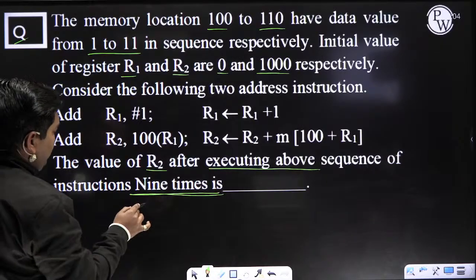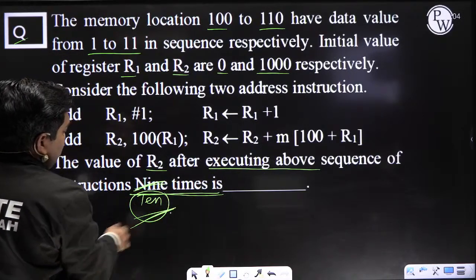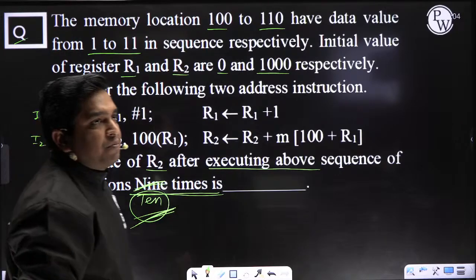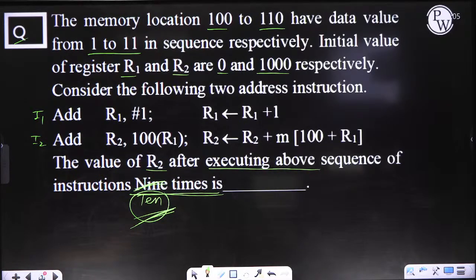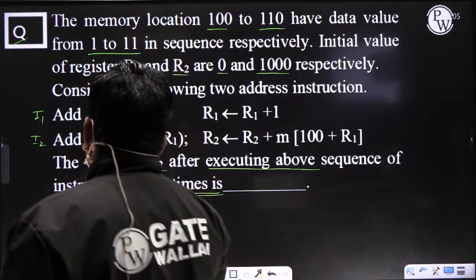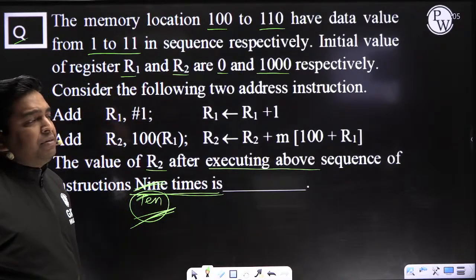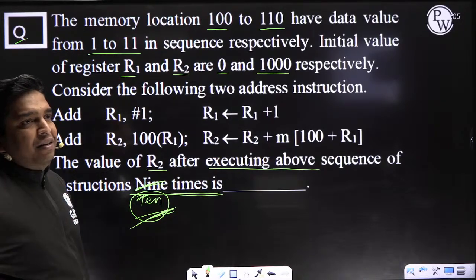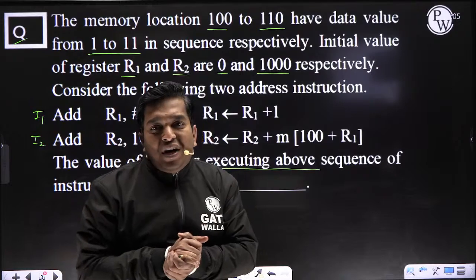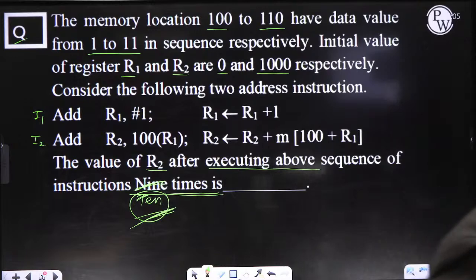Here I am saying this will execute not 9 but 10 times. You have to execute 10 times, my dear. Please solve this one. You have to execute this code 10 times. And what is the answer? What is the value of R2 if you execute this code 10 times? Tell me fast, my dear.